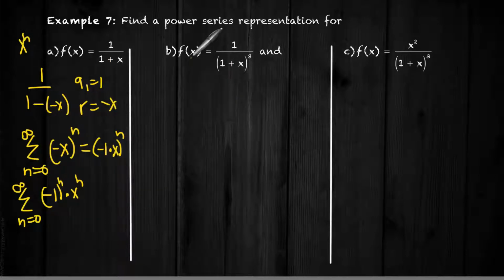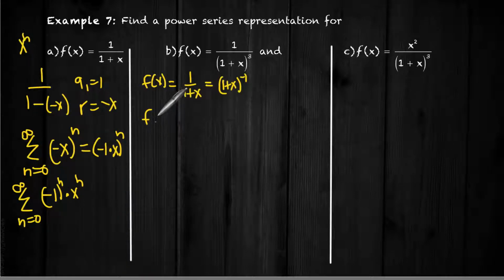Now we want to write a power series representation for f of x is equal to 1 over 1 plus x cubed. Now this is a little bit tricky. So first thing we're going to do is just start taking derivatives of our original function. So here's our f of x, and we'll take the derivative of that. And by the way, why don't we write this as 1 plus x to the negative 1. We're just moving this entire bottom up to the top, so that way it's easier for us to take derivatives.